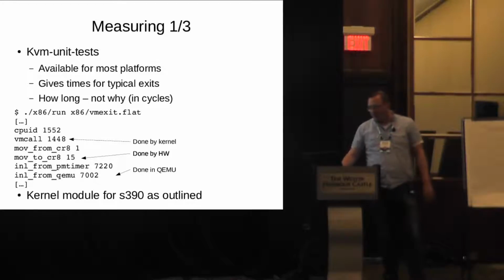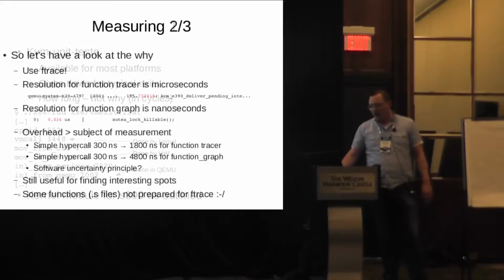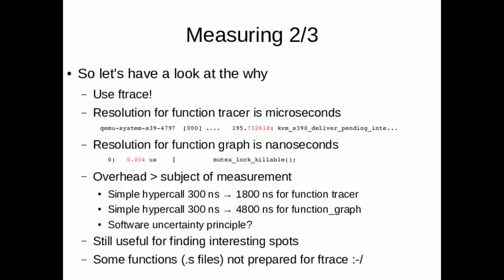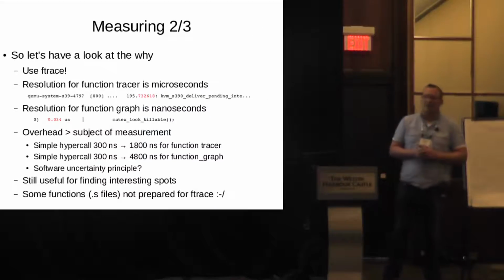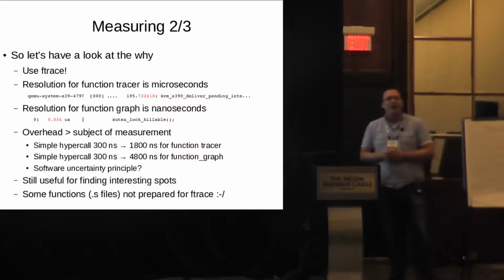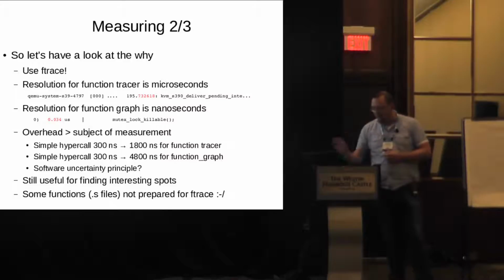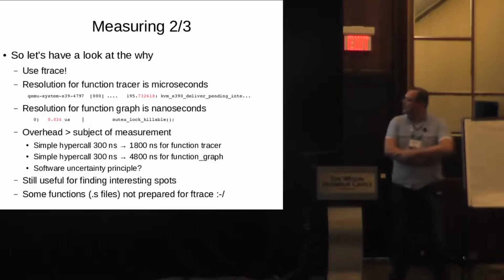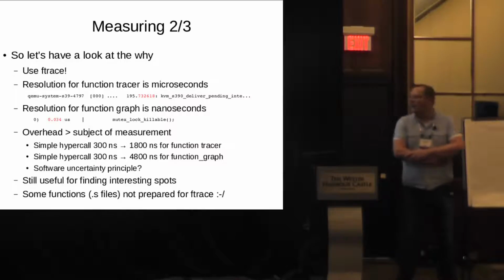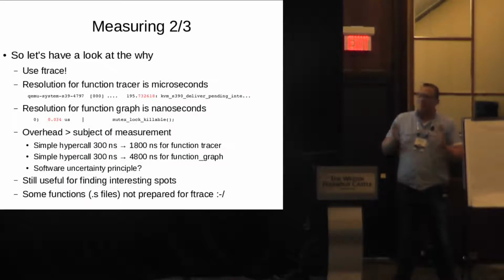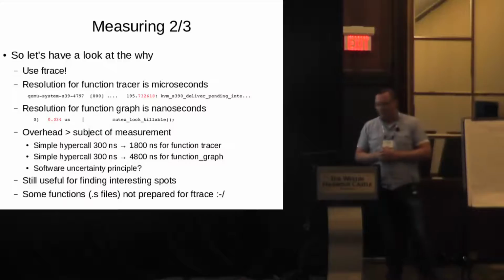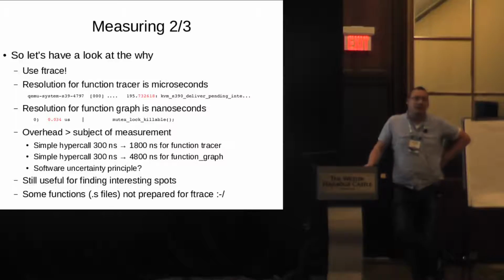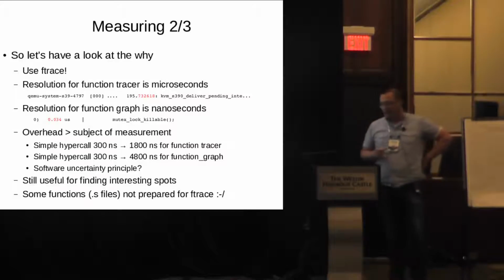Then the next step was to actually find out why taking a specific exit takes so long. First idea was, there's ftrace, and you have all these cool measurements, so let's use that. Then I looked at the function tracer, and the resolution of time was microseconds. I talked about some 100 nanoseconds, so that was not the ideal solution for my case. But there's a function graph tracer, which actually gives you nanoseconds for a specific function.